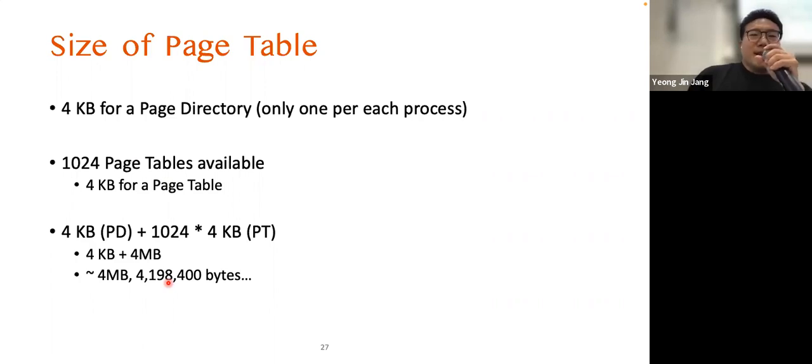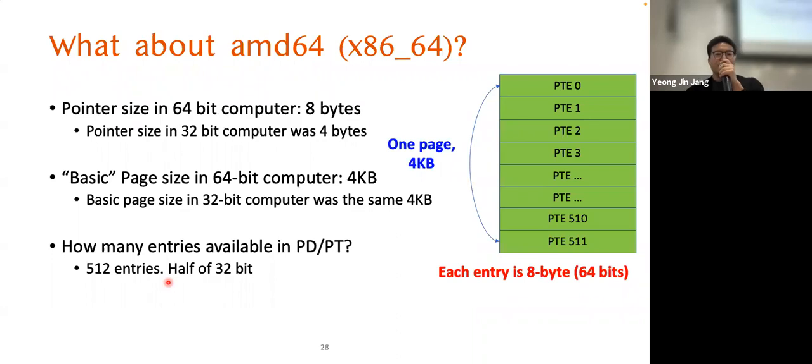Then you might be curious about how this changes in 64-bit computers. What changes in 64-bit computers is not the page size. We will keep the same page size, 4 kilobytes. But the different thing in 64-bit is that all the pointers need to be 8 bytes, because 4 bytes, 32 bits, is not sufficient to point to the entire memory space of a 64-bit computer. So then the number of entries is different.